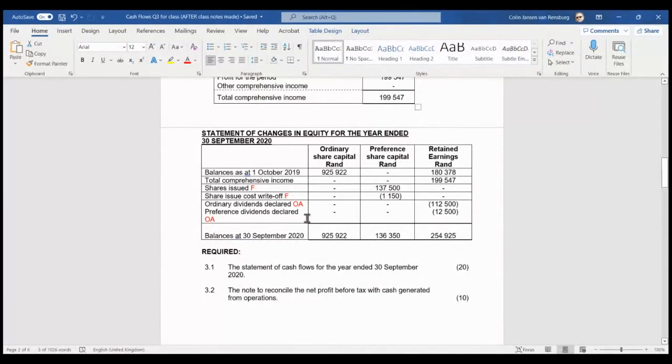Here we've got our statement of changes in equity. First of all, we've got our shares issued. That is not an expense. In fact, ladies and gentlemen, it is very rare that you will find an expense in this statement. The only one I can immediately think of is our share issue cost written off, but we've said we are going to see that as part of our financing activities.